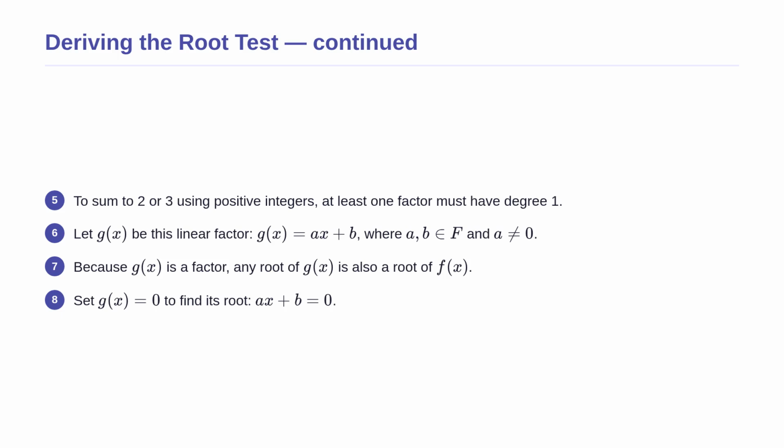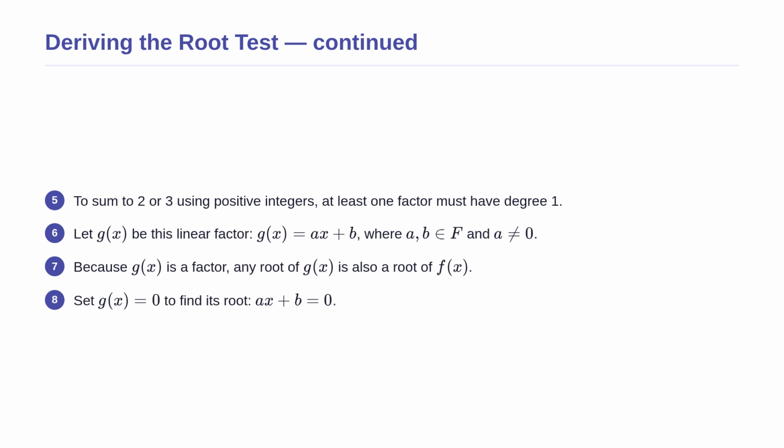Continuing our logical deduction, think about the numbers 2 and 3. If you split either of these into two positive whole numbers, at least one of those numbers absolutely must be 1. This means at least one of our factors, let us say g of x, must be a linear polynomial of degree 1. We can write this linear factor as a times x plus b, where a and b are numbers from our field and a is not 0.